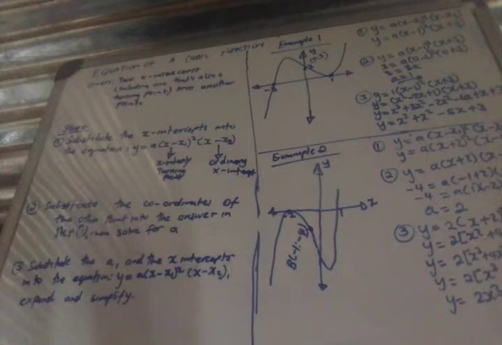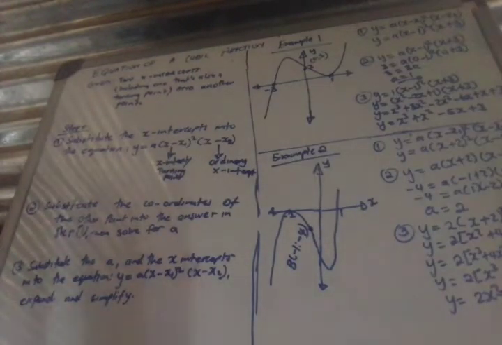After solving for a, you substitute a and the x-intercepts, which were given initially, into the standard formula, which is basically the same as the formula in the first step. Then you simplify or expand. Let's have a look at a few examples.